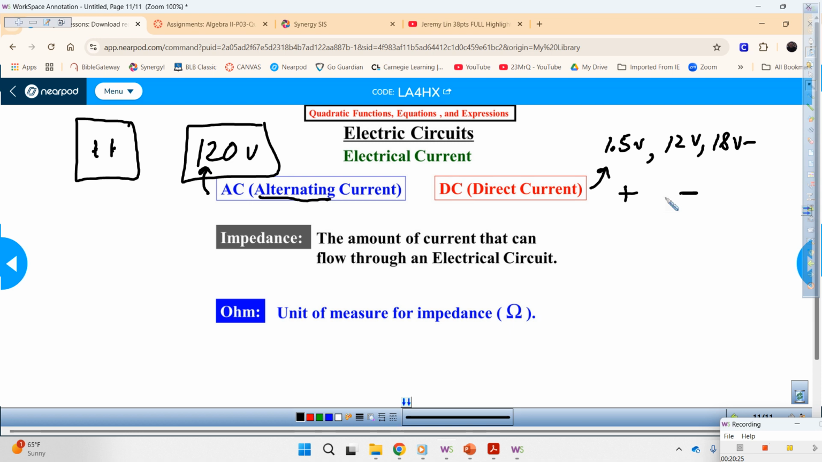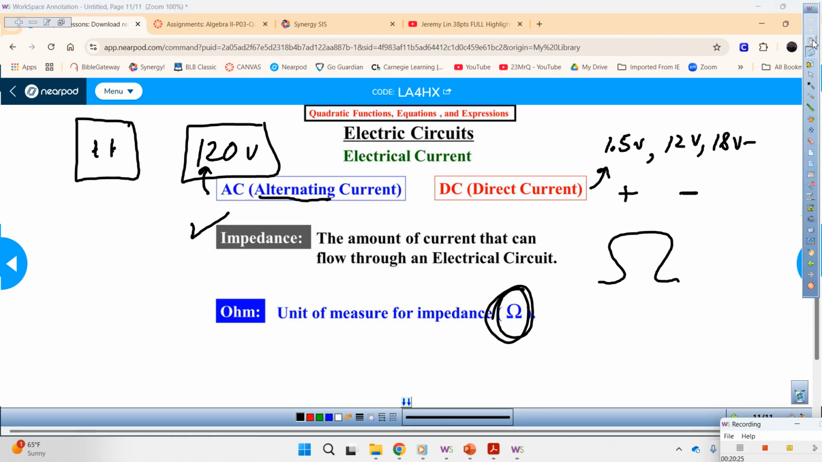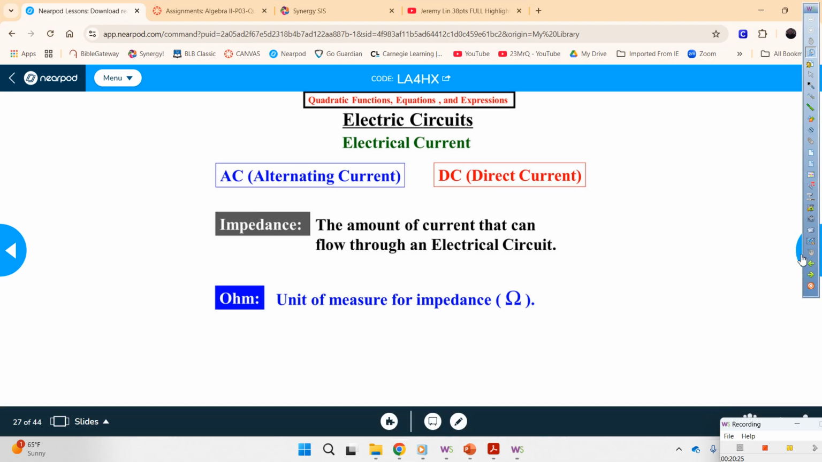Straight up. So, how do we measure electricity or current going through something? It's called impedance. And the symbol that is used is this one for ohm, also known as the Greek letter omega. All right? Good intro? Yes, Mr. Q. All right, good. So, let me continue.